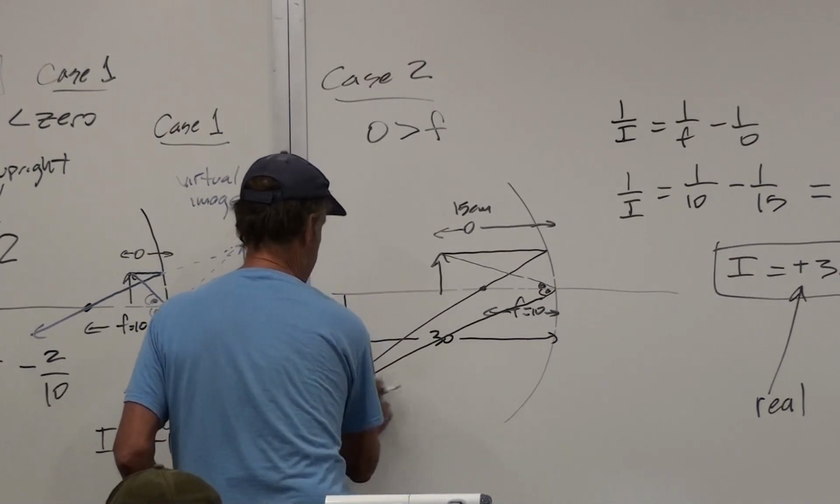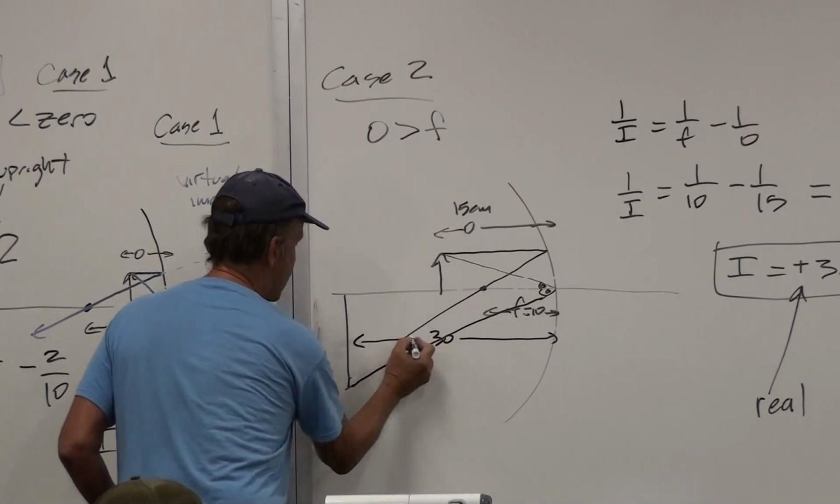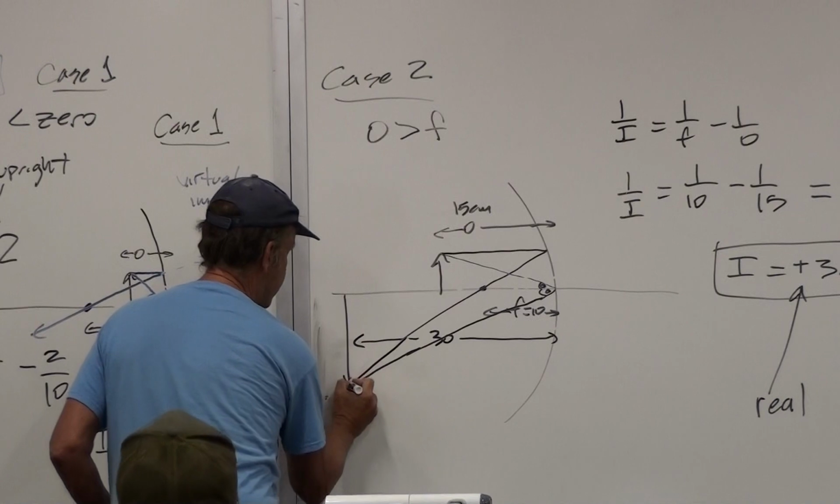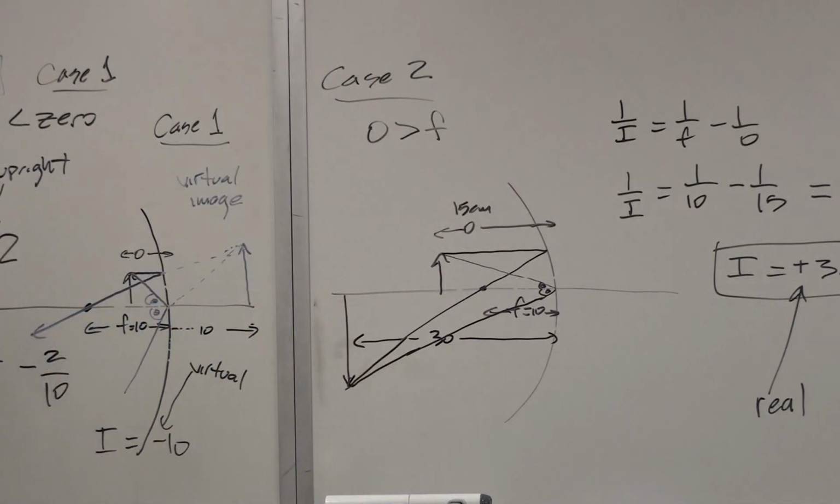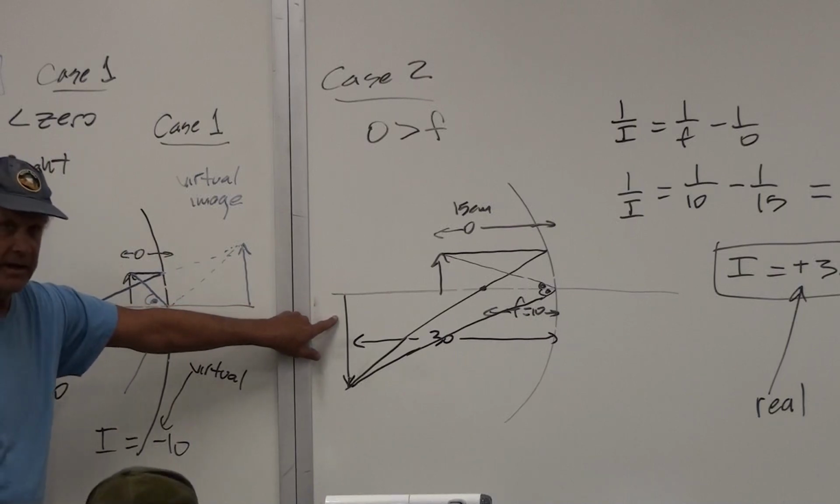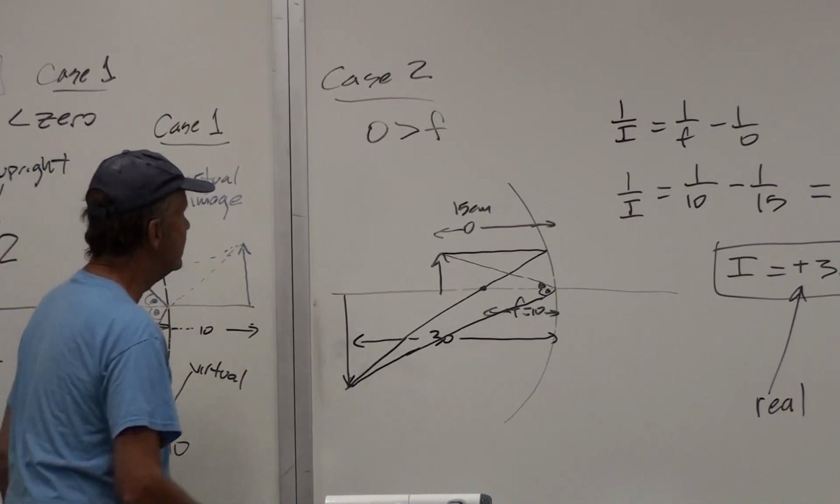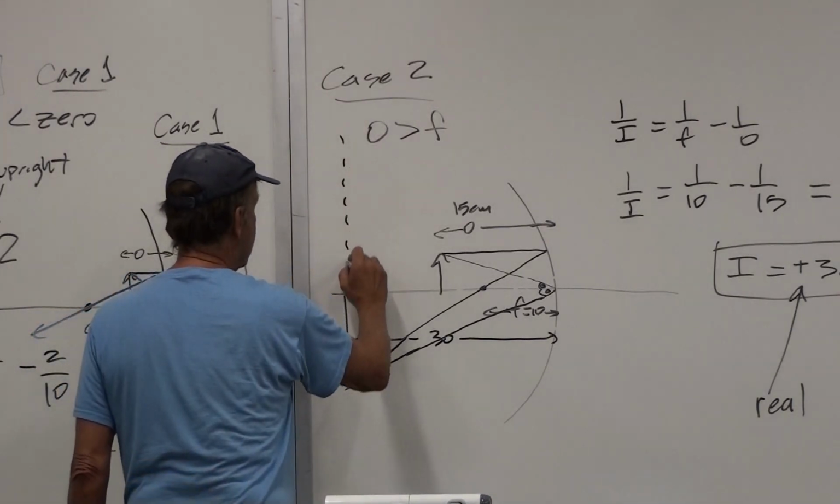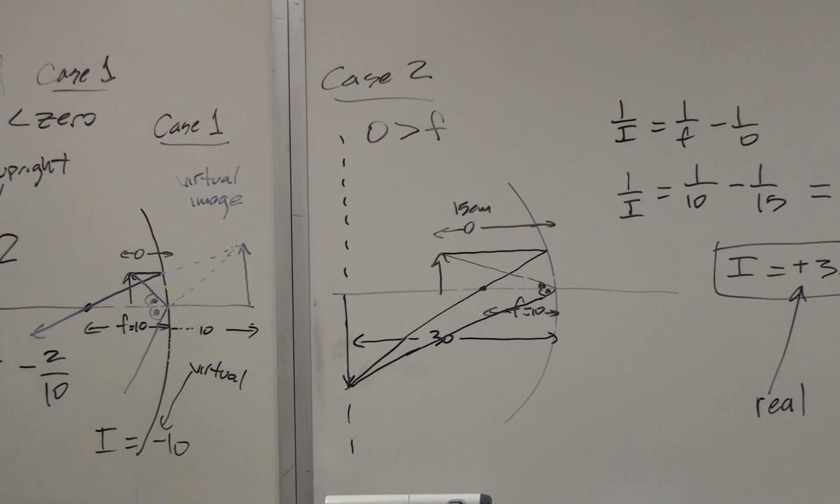So here. These drawings can't be expected to be perfectly accurate. But they give you a sense for what's going on. This is telling me it's flipped upside down. It's real. Now, what would this mean? Well, if I put a screen here, you could project the light right onto that screen. It would be an upside down image.